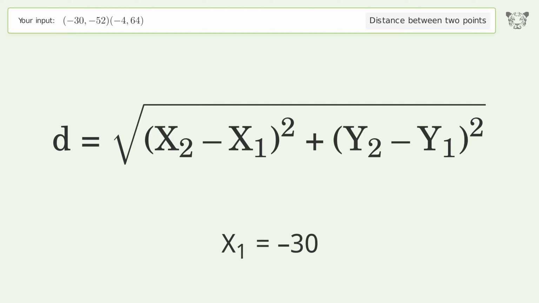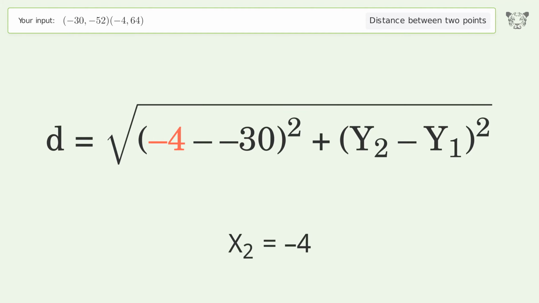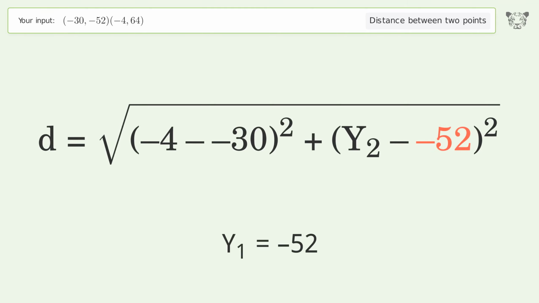x1 equals -30. x2 equals -4. y1 equals -52. y2 equals 64.